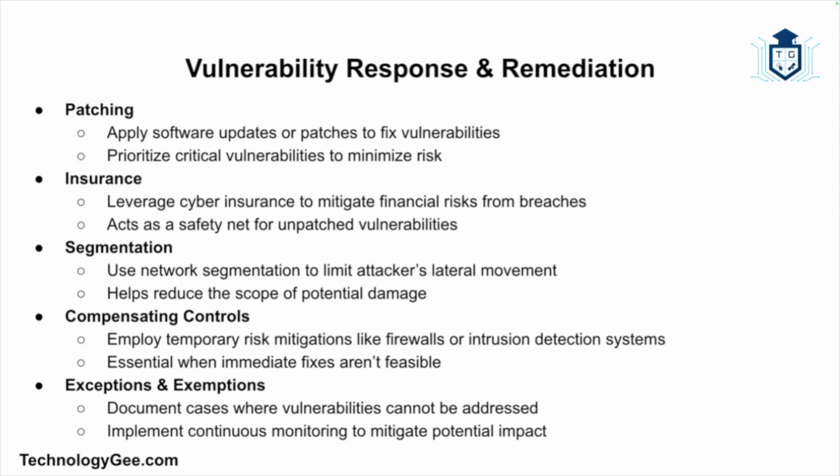Then we have compensating controls. So when immediate fixes aren't feasible, you want to use compensating controls like firewalls or intrusion detection systems to mitigate risk temporarily. Then we have exceptions and exemptions. So sometimes vulnerabilities cannot be addressed due to business constraints. In these cases, you want to document exceptions and implement monitoring.